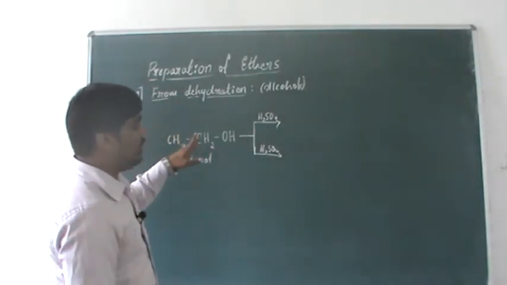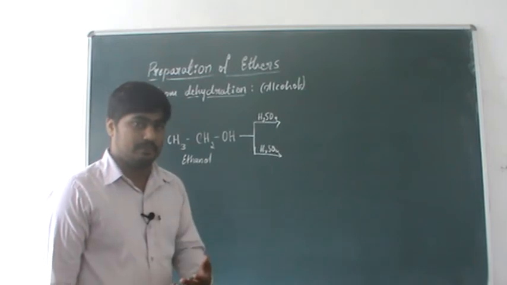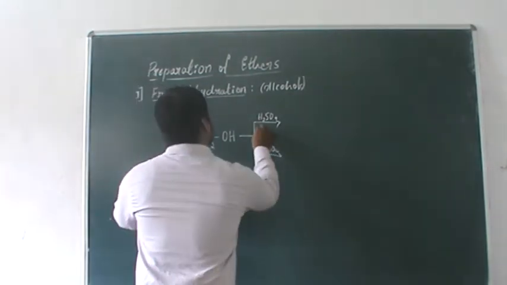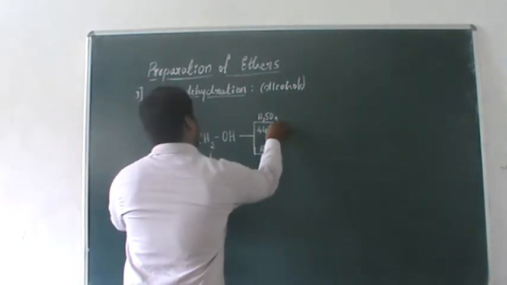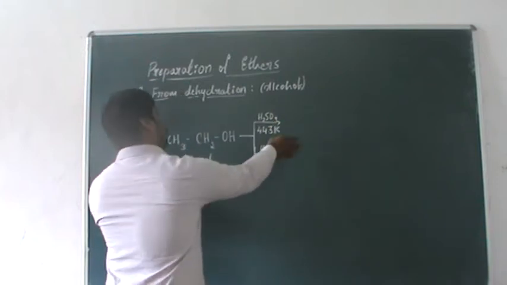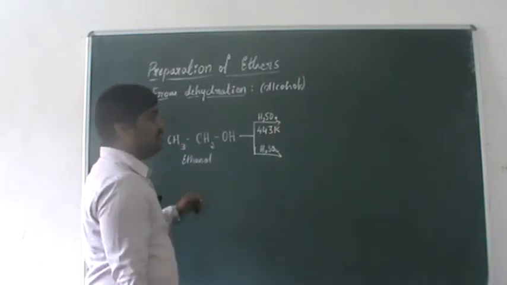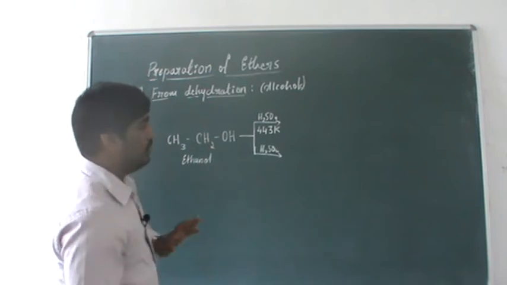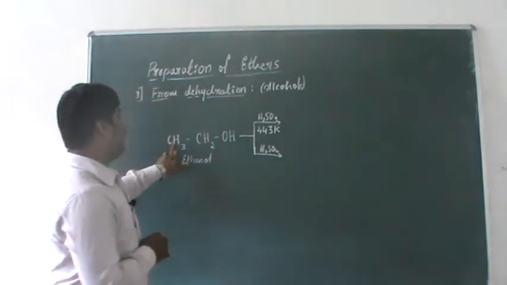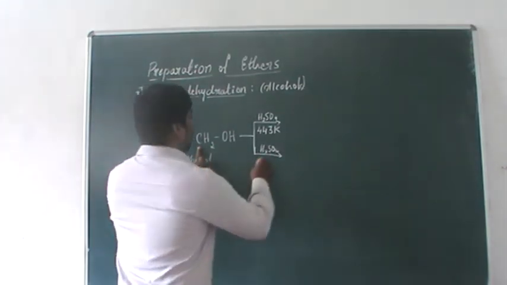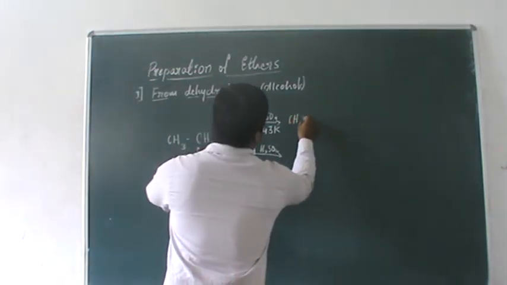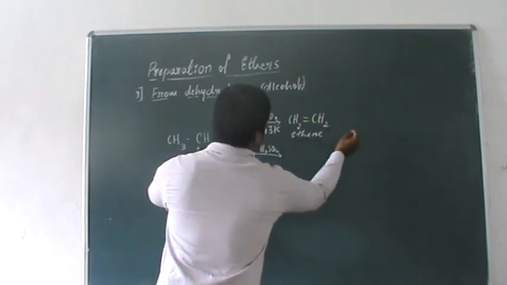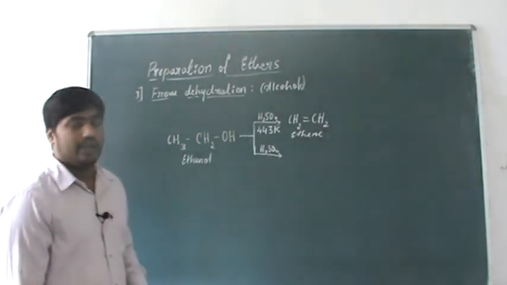During the dehydration process, suppose we supply more heat, more than 443 Kelvin. Then the alcohol undergoes dehydration and produces the corresponding alkene. Corresponding alkene means the two carbon compound alkene, CH2=CH2. What is the name? Ethene. Ethanol undergoes dehydration and produces ethene.